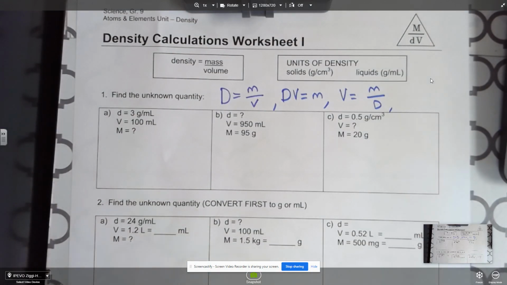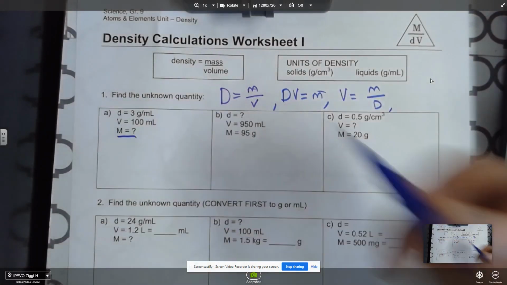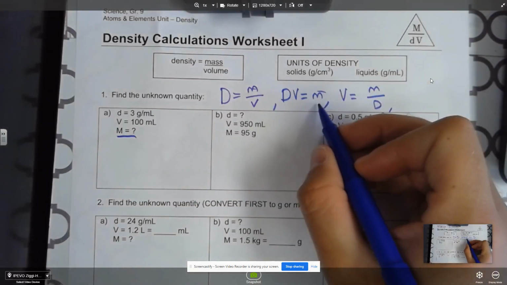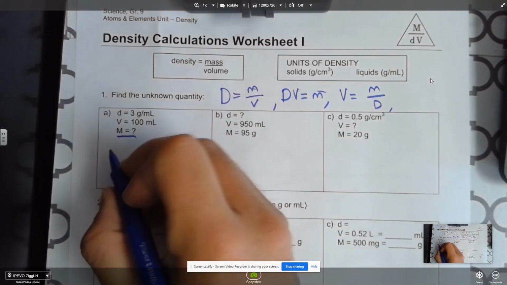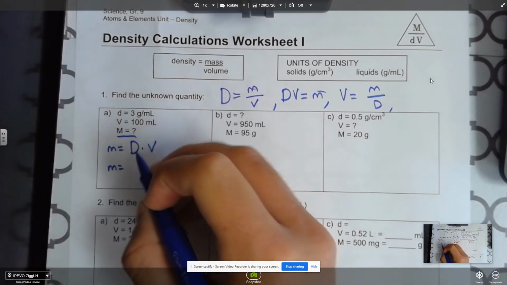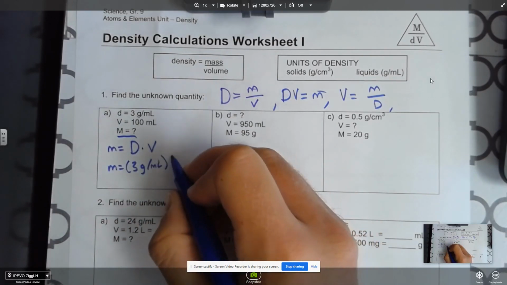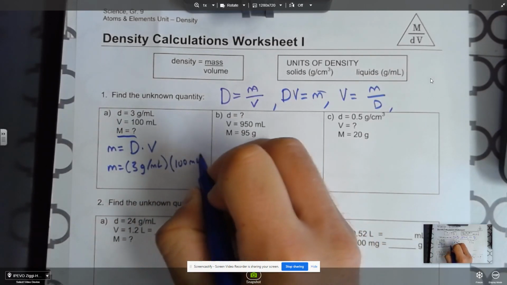So we're finding the unknown quantity here. We know the density is 3 grams per milliliter and the volume is 100 milliliters. So we need to figure out what the mass is. To do that, we need to figure out which of these equations to use. We're solving for mass, so it's important to use the one where mass is by itself. Mass is going to be density times volume, so 3 grams per milliliter multiplied by 100 milliliters.